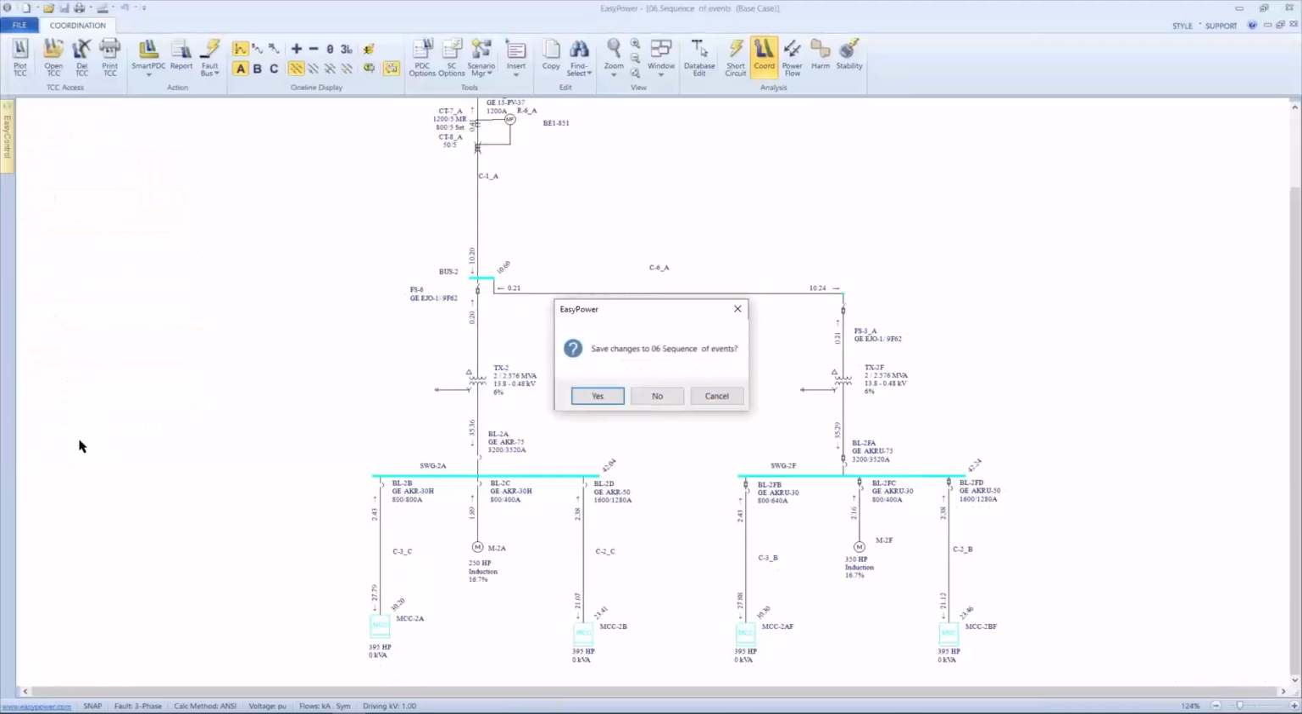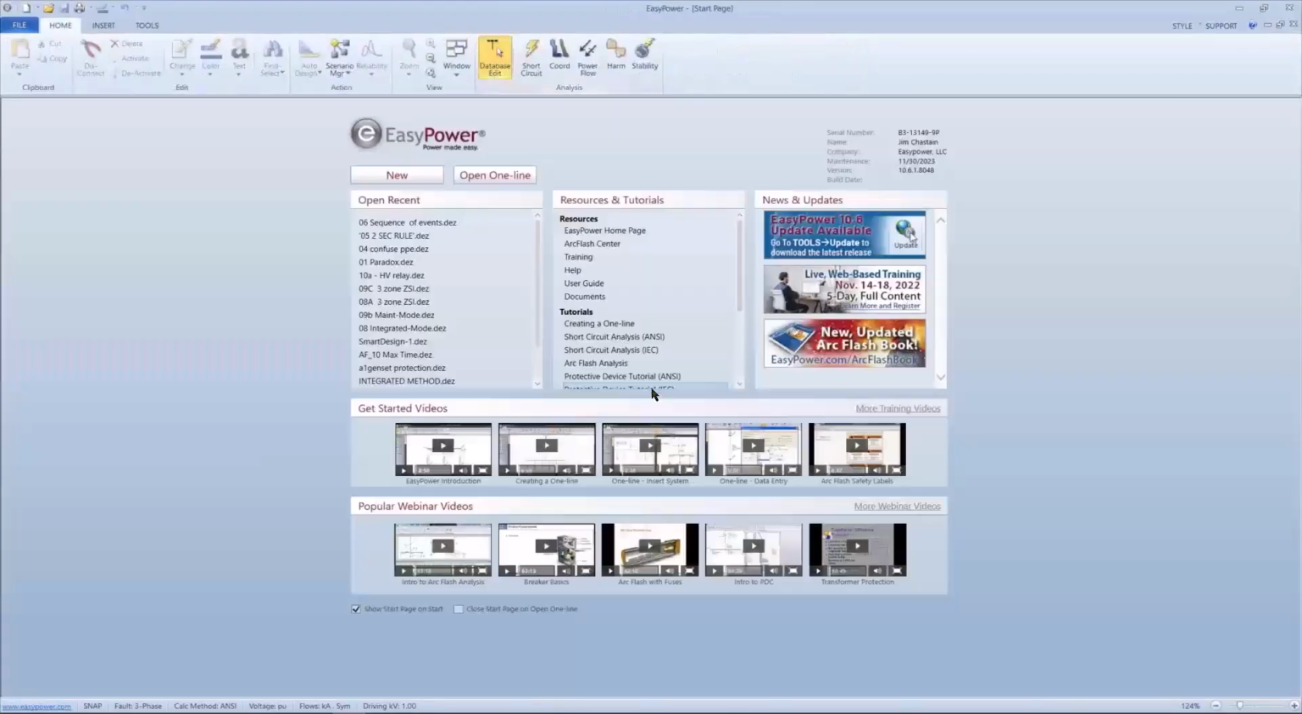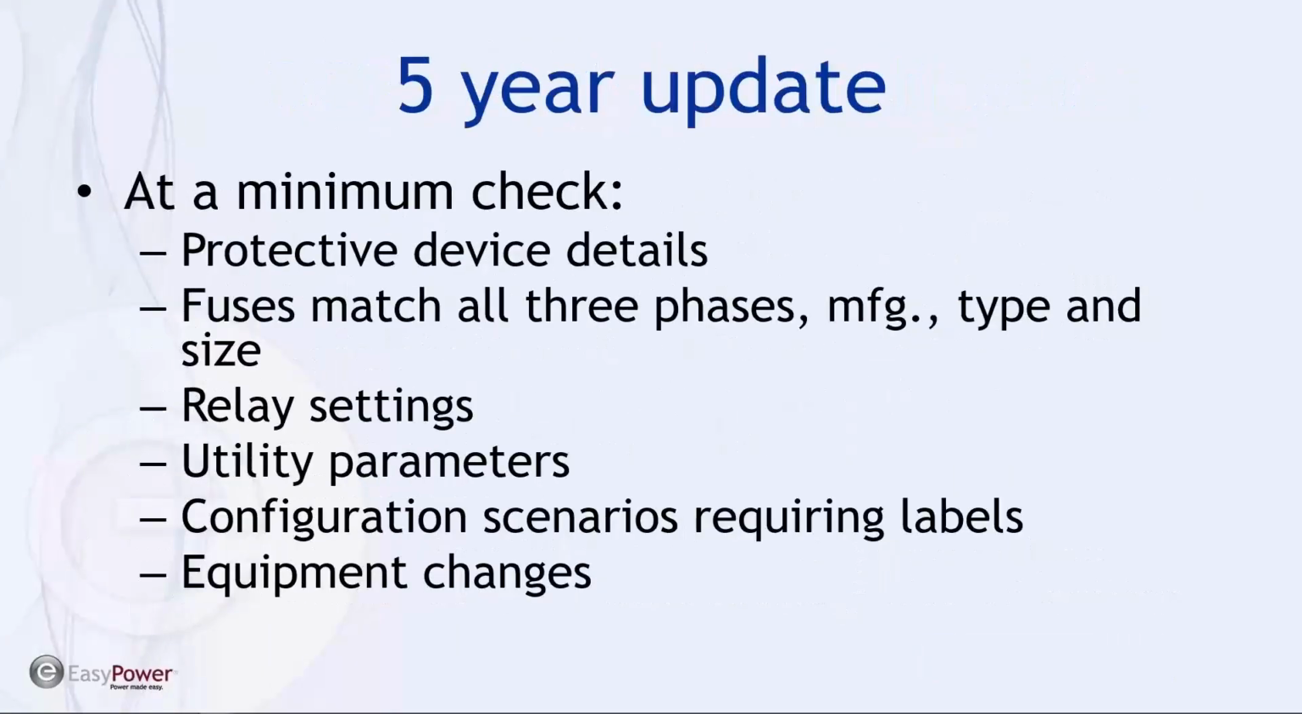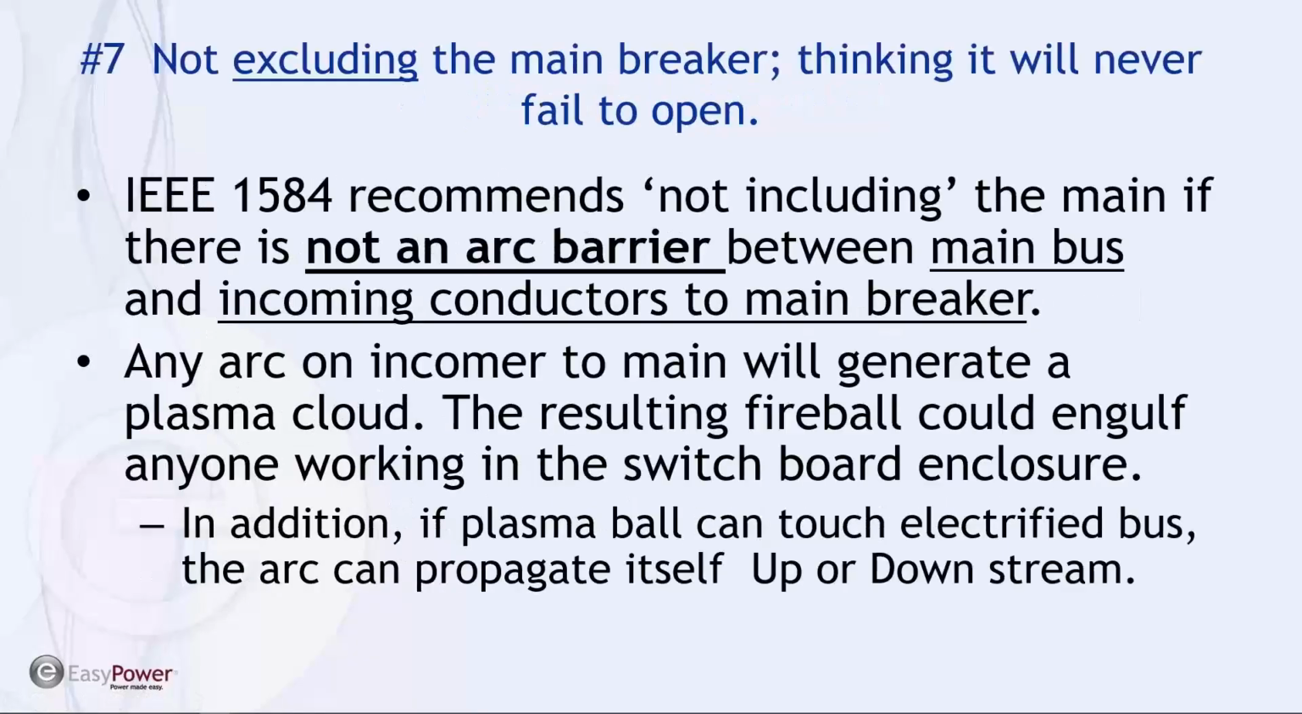So that's rule number 6. Mistake number 7. Well, this also applies to a 5-year update. Make sure you're checking your protective device details, the fuses, and matching on all 3 phases, the relay settings, the utility parameters, because they can change, the configuration scenarios that require specific labels, and then any gross load changes you've had as far as the equipment itself.